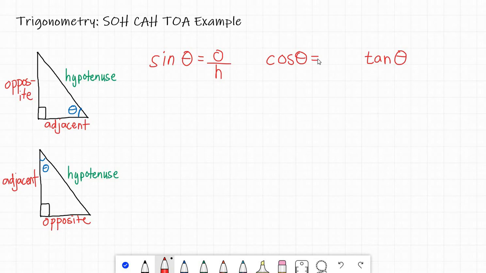Similarly, for cos theta, we're going to look at the CA part. So the C stands for cos, the A stands for adjacent, and H stands for hypotenuse. So cos is adjacent divided by hypotenuse. And then last but not least, we have tan, and we're going to use the TOA part of the mnemonic. The T stands for tan, the O stands for opposite, and the A stands for adjacent. So tan is opposite divided by adjacent, or opposite over adjacent.